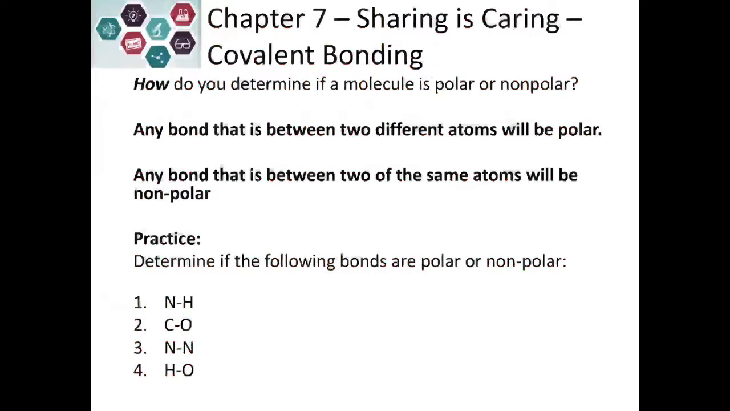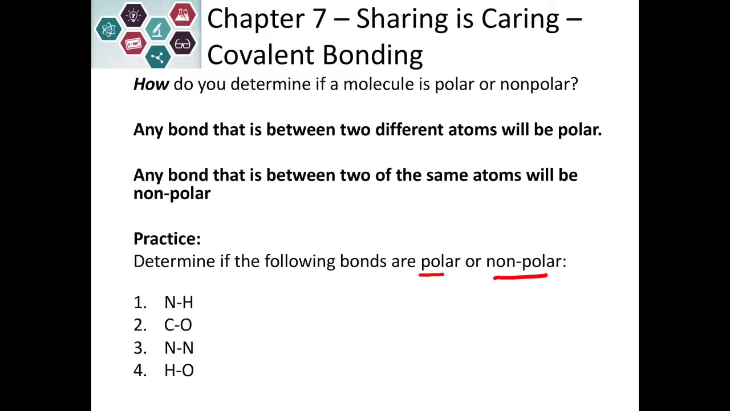All right, next topic was polarity. And first we determined whether a bond is polar or nonpolar. The quick check here is if the 2 atoms are different, it will be polar. If the 2 atoms are the same, it will be nonpolar. And this is about how much the atoms want the electrons, which is based on electronegativity. So go back and review that topic.